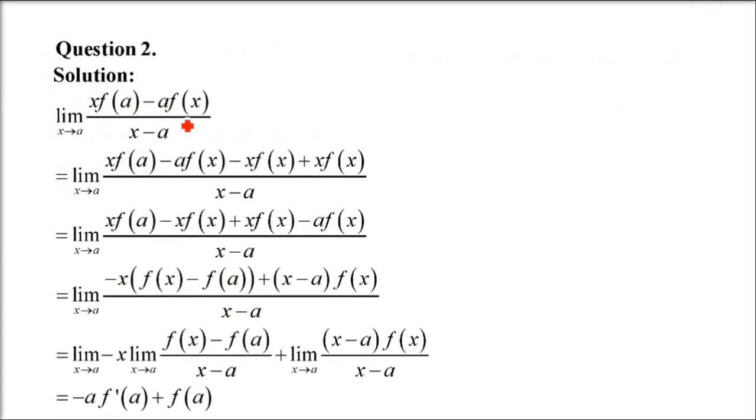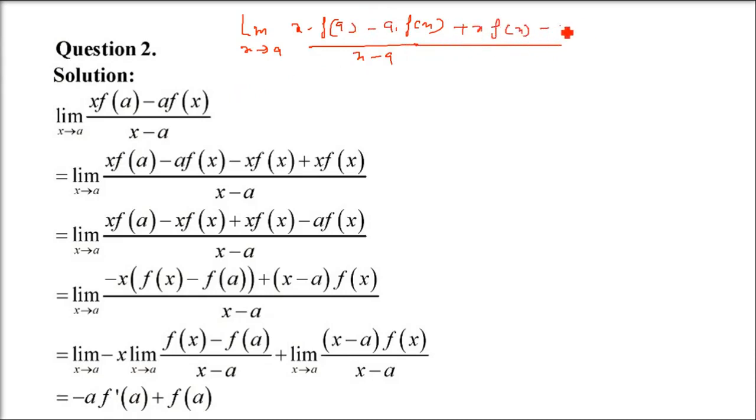Now question number 2, write the value of limit x tends to a, x f(a) minus a f(x) by x minus a. So let me write the question first. This is limit x tends to a, x f(a) minus a f(x) divided by x minus a. So this you have to do. So what we will do here, we will add something and subtract something. That is, I am adding and subtracting this term, x f(x).